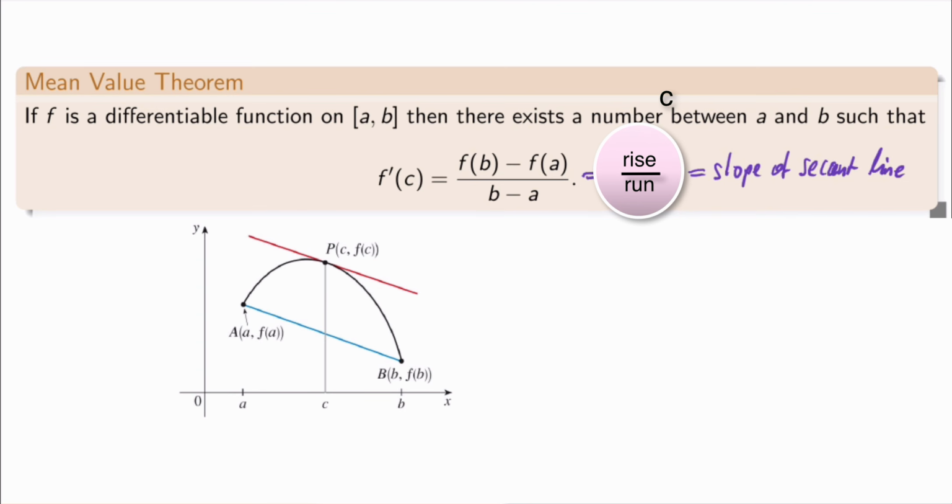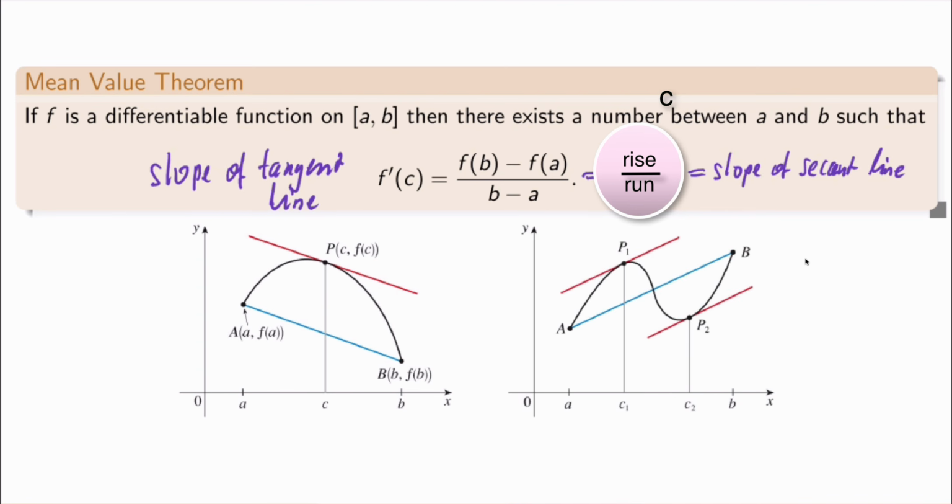Now the theorem says that there is a point c between a and b, so that the function has a derivative equal to the slope of the secant line. We have a geometric meaning of the derivative, which is the slope of the tangent line. Meaning we have a point in between where the slope of the tangent line equals the slope of the secant line. Now this point c doesn't have to be unique, so you can have many more points where the slope is still the same. For example, here on the right, the blue line is a secant line between the points A and B, and then we have two points, c1 and c2, where the tangent line is parallel.